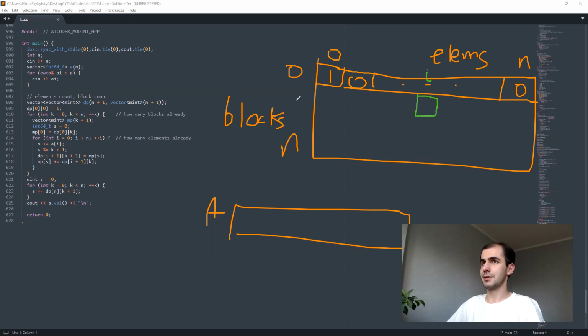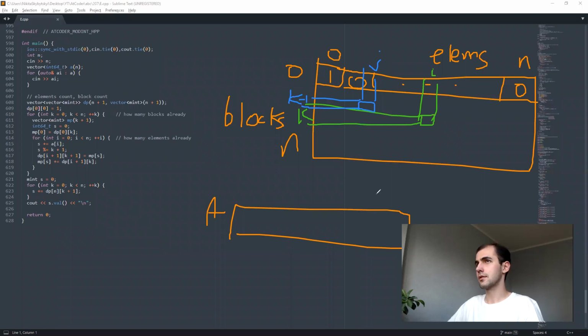But we have i elements and k blocks. I really should draw it like here: i elements and then k blocks. Where does it come from? Obviously, before that you had one less block. So you were somewhere at k minus 1, and then you were at some index j that's smaller than i. Right? Okay. Now unfortunately you can't just loop over all possible values of j.